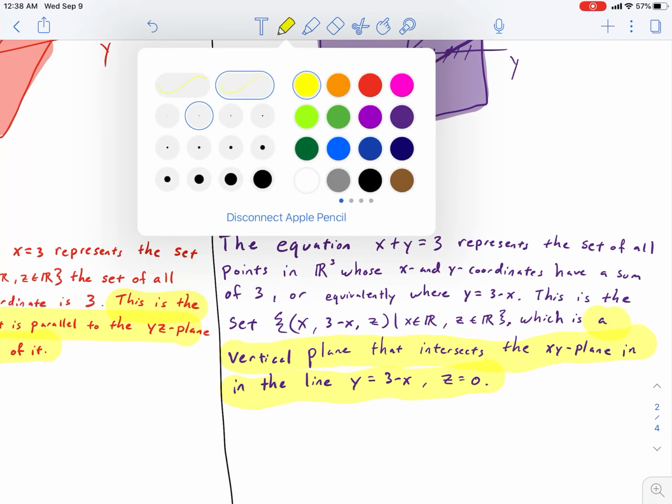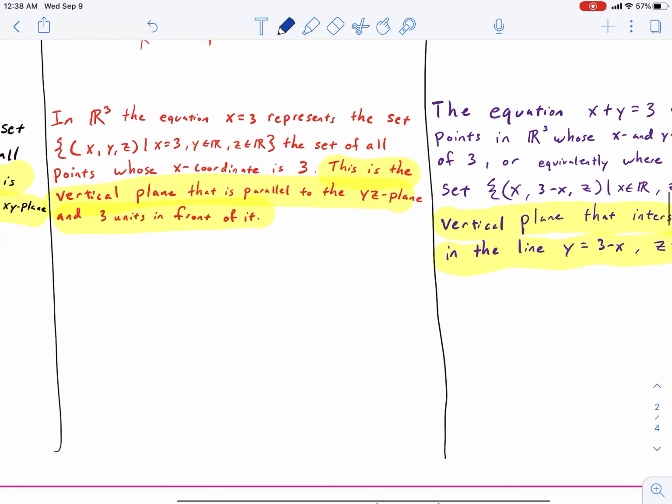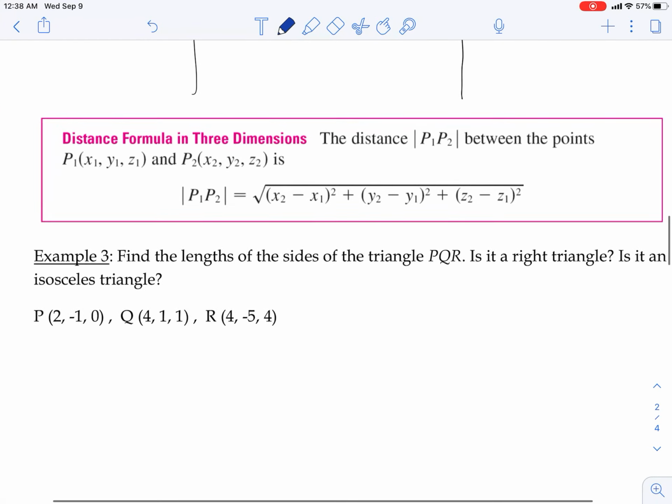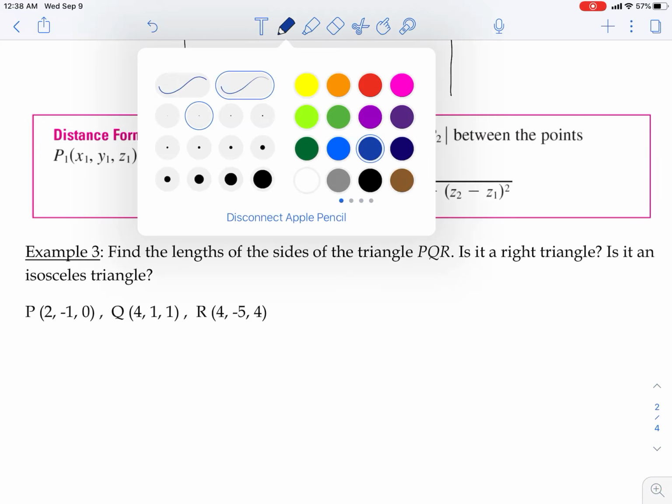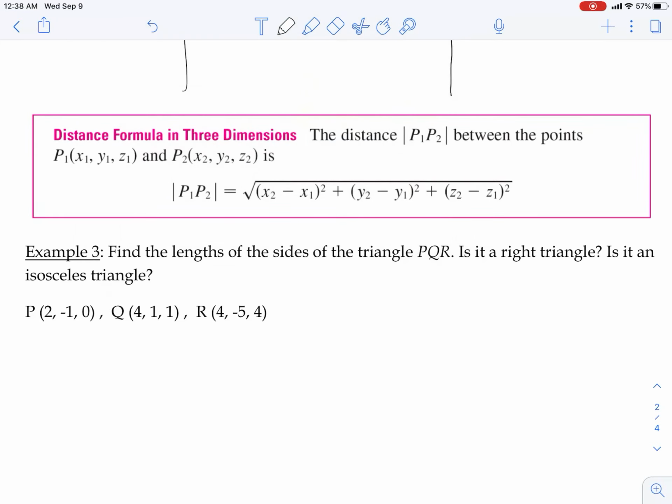Now, the last thing that we're going to talk about on this page is going to be the distance formula in 3 dimensions. If you notice, the distance formula for 2 dimensions is basically this formula right here: x sub 2 minus x sub 1 squared plus y sub 2 minus y sub 1 squared. Well, now for the 3D distance formula, you can see we're just adding in that last coordinate. So now we're just adding in the z coordinate, and there's not going to be anything that's different.